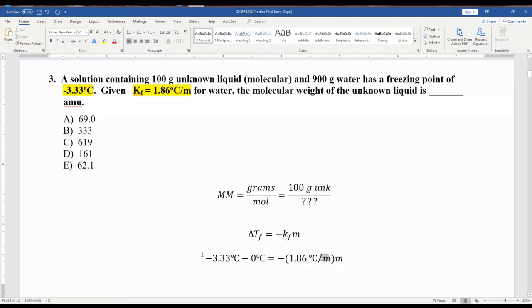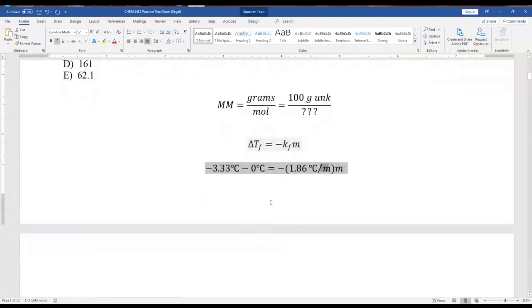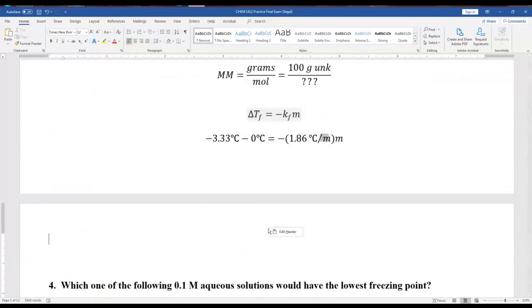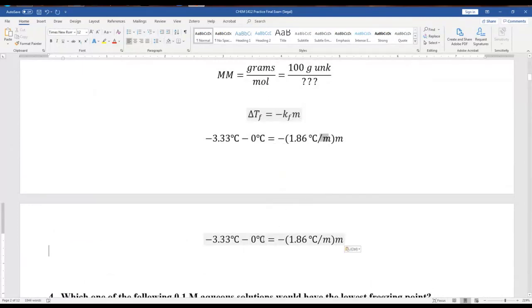Okay, so I crunch my simple numbers here. I don't actually have to crunch very hard. This isn't a very serious intellectual workout, at least not this part. So basically negative 3.33 minus 0 is just negative 3.33. If I divide both sides by negative 1.86, so I can solve, because I'm solving for the molality, at least initially.